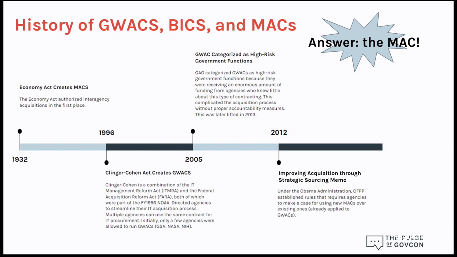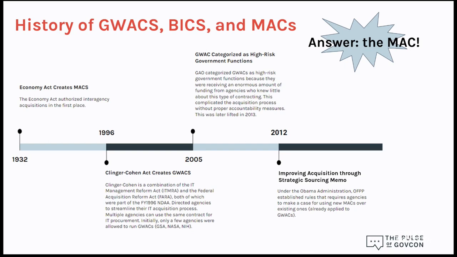Then in 1996, we have the Clinger-Cohen Act. I said that that was what governed the GWACs. And so that was a combination of the IT Management Reform Act and the Federal Acquisition Reform Act. At that point, only certain agencies were able to use GWACs, but that has since changed from this initial list. GWACs were categorized as a high-risk government function in 2005. People said, whoa, whoa, whoa, we have these things, but people aren't necessarily trained to leverage the vehicle, so we have to reassess.